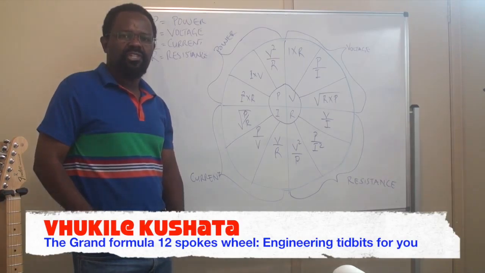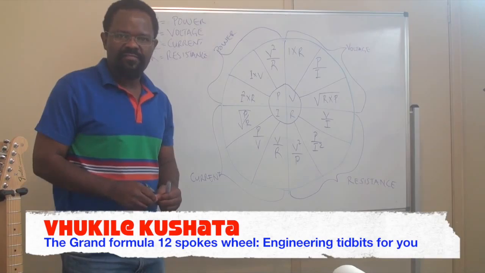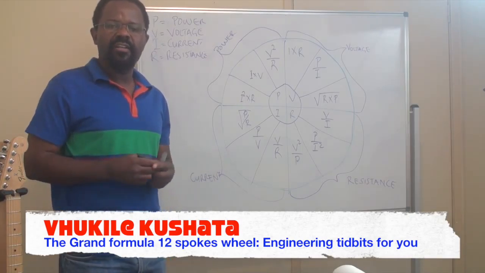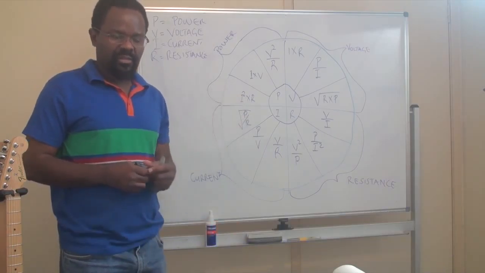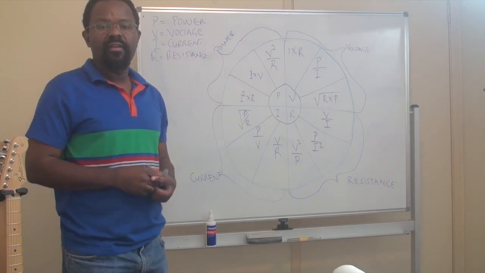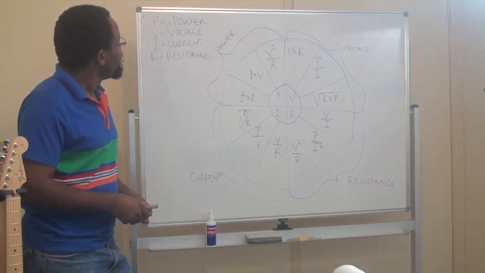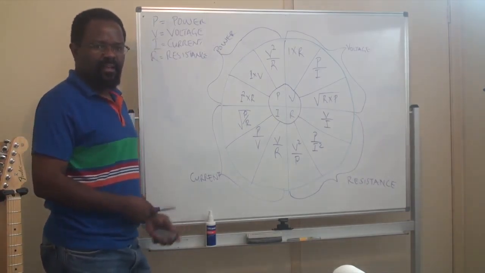In this short tutorial, we're going to examine some formulas that have to do with our power, our voltage, our current, and resistance. I'm just going to show you on the circle here what we're doing. Let's define our parameters here.